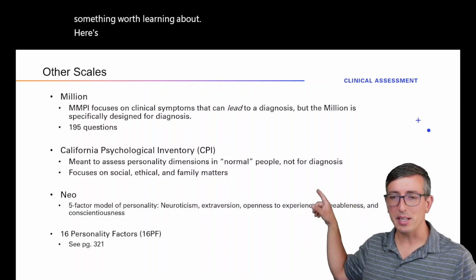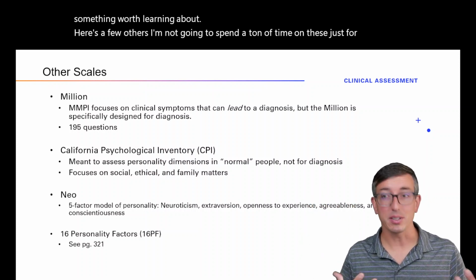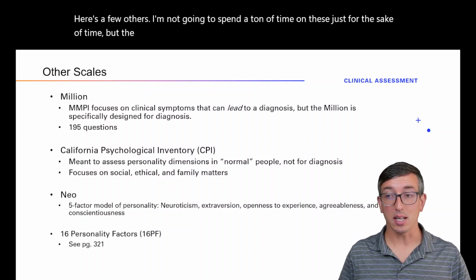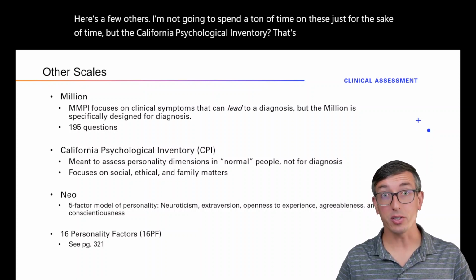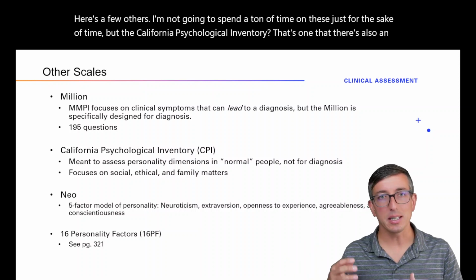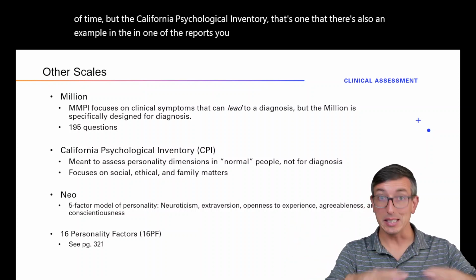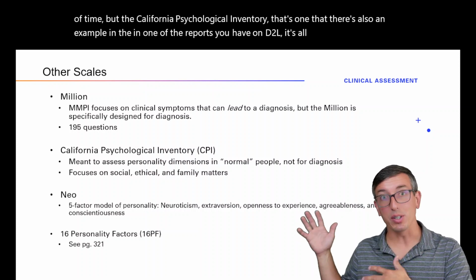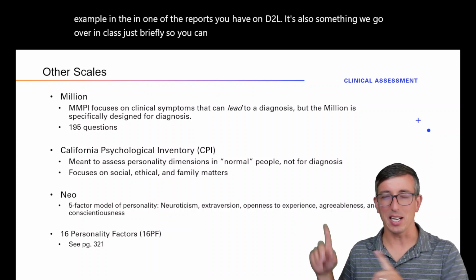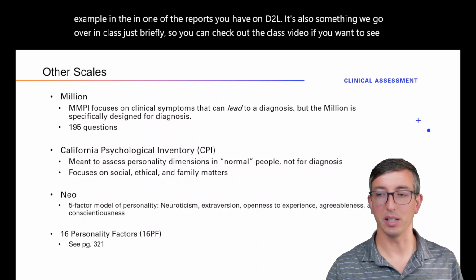Here's a few others. I'm not going to spend a ton of time on these, just for the sake of time. But the California Psychological Inventory, there's also an example in one of the reports you have on D2L. It's also something we go over in class just briefly, so you can check out the class video if you want to see that, because it's pretty interesting.